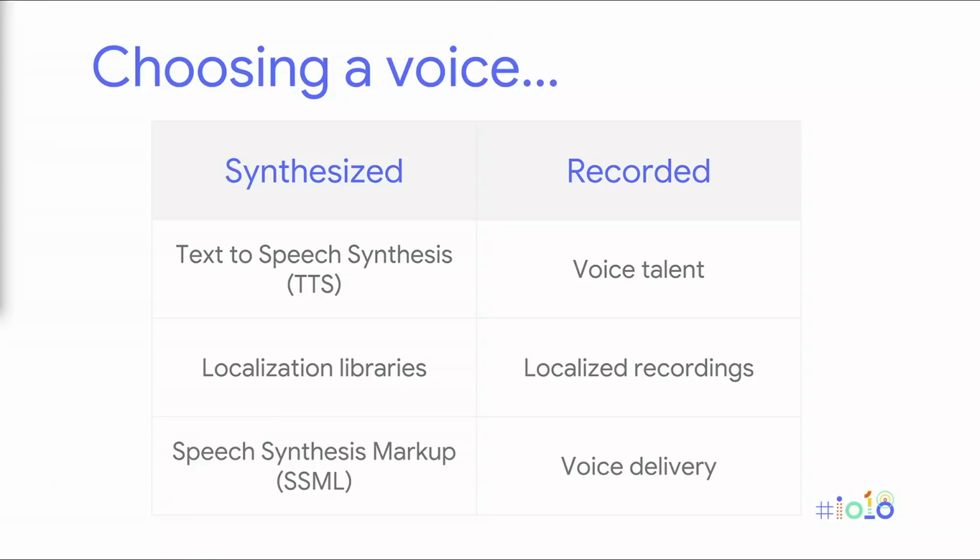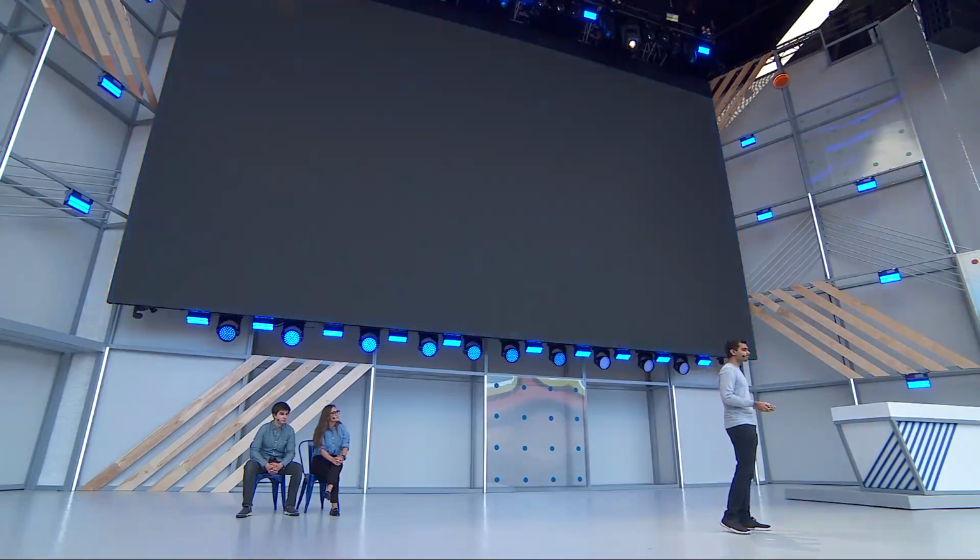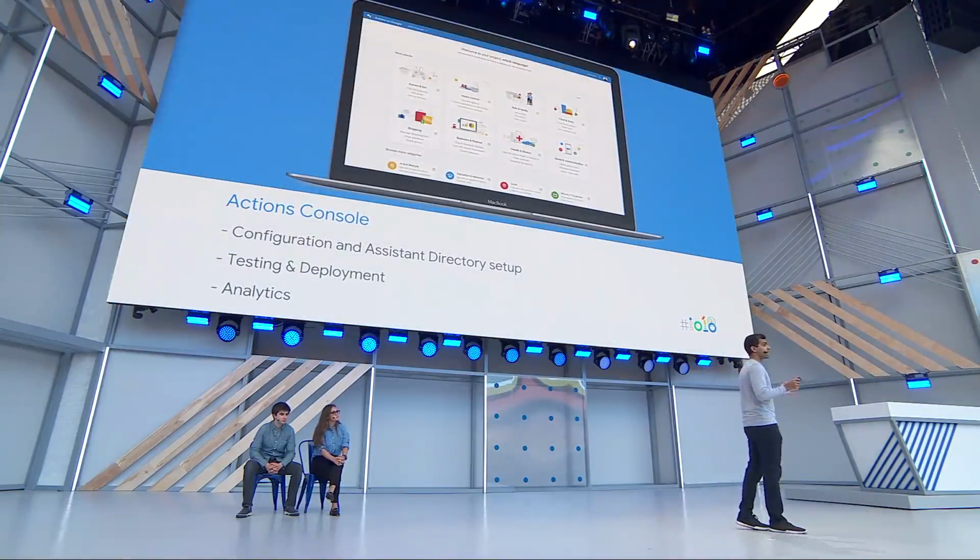The other option is I could go with recorded voice talent, and I could use that instead. And this has the potential to take my experience to the next level, but I would actually have to go find some voice talent help, and I would have to localize my recordings if I wanted to be supported in more regions. So I just didn't have the resources for that. That wasn't going to work for me. All right, so now I figured out a couple design principles to guide me, and I can jump into the tools. The first place I went is the Actions console.